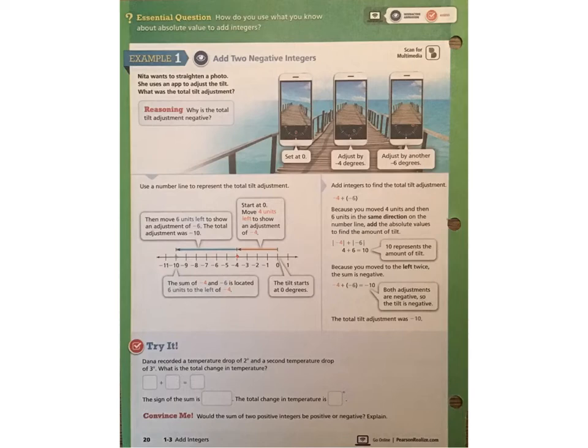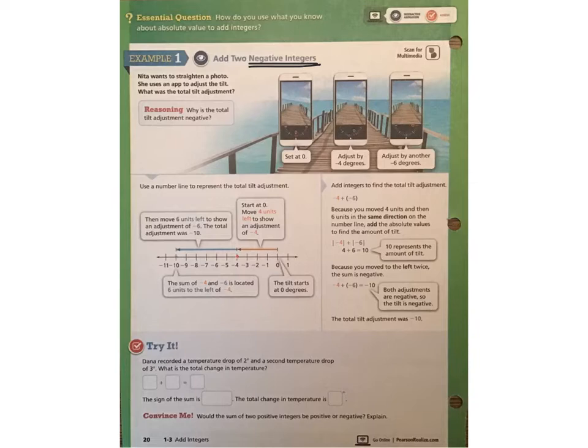The essential question in this lesson says, how do you use what you know about absolute value to add integers? Example 1, we are going to look at adding negative integers together. So more than one negative number put together. Nita wants to straighten a photo. She uses an app to adjust the tilt. What was the total tilt adjustment?